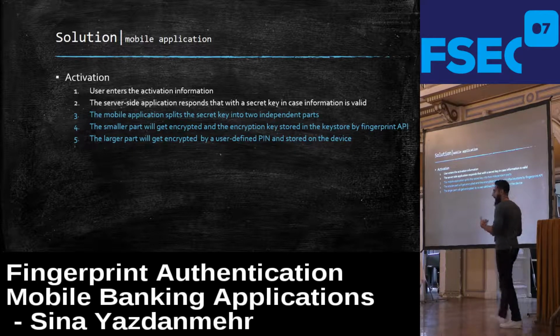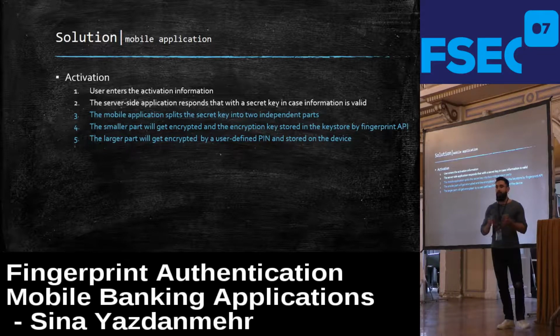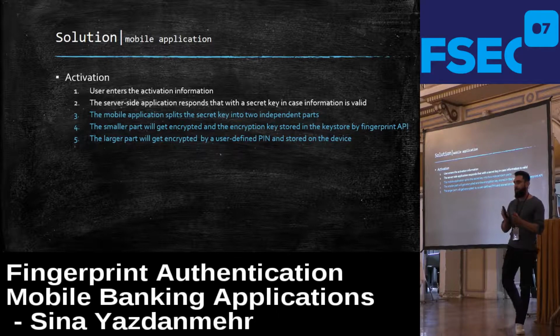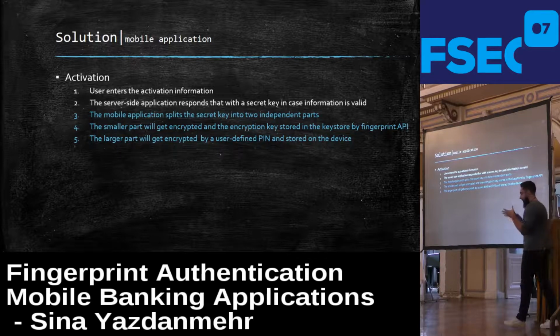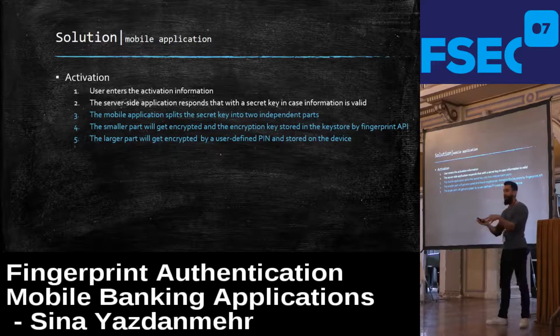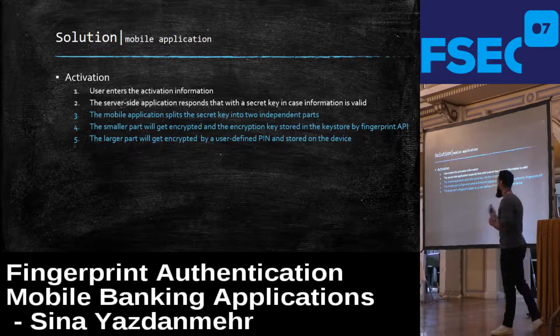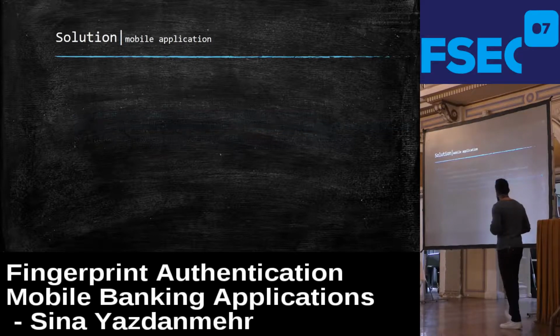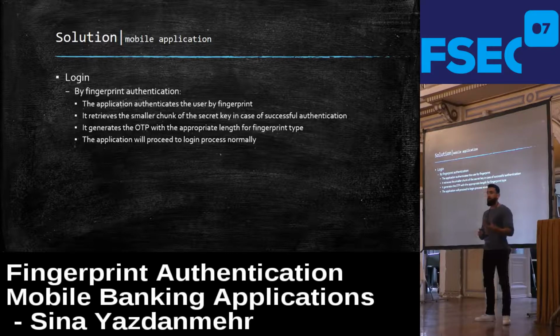Then the application generates a random encryption key, encrypts the smaller part of the secret key with that random encryption key, stores the encrypted part on the device, and stores the encryption key in the key store. Okay? Now, the login process.